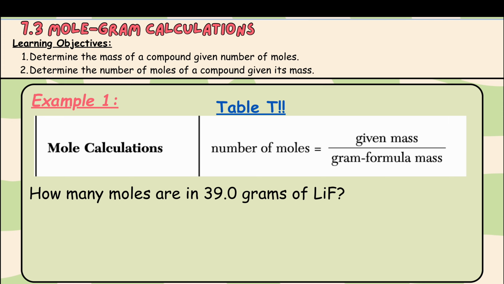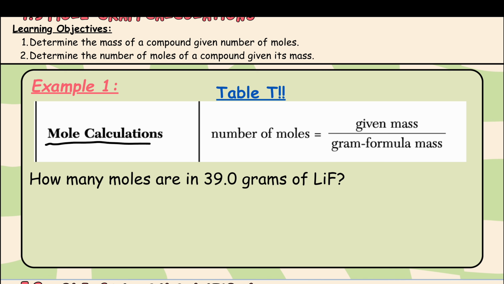Okay, so the first part we're going to do is looking at this new formula, of course, on table T under mole calculations. So this formula says that the number of moles equals the given mass divided by the gram formula mass. Okay, so we're going to start out by having a given mass, so a mass that is given to us and a certain compound, and then determining how many moles that is.